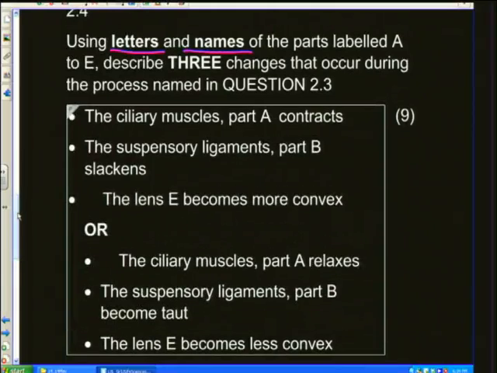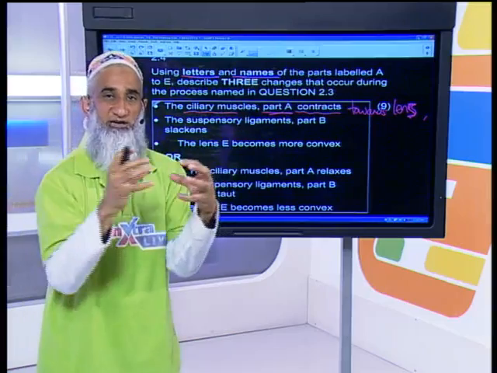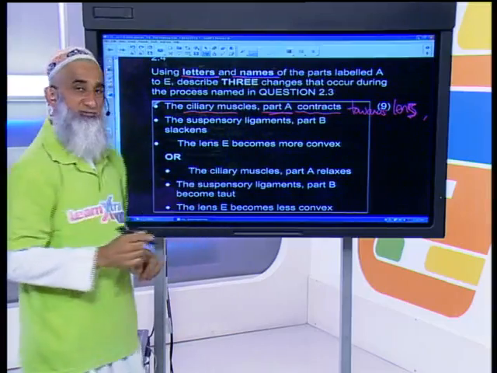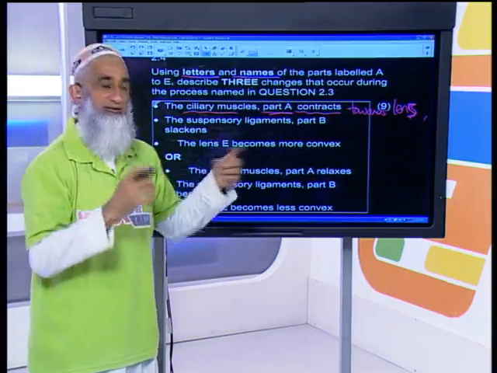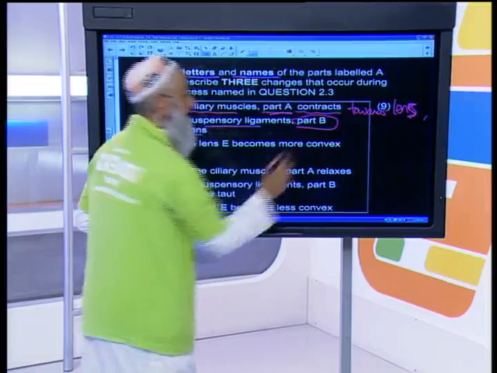First of all, we're saying the ciliary muscles, part A, contract. And I would like to say here, contract towards the lens. This will make sense to you. What happens because of that? There's no pressure on the suspensory ligaments, so they become slack. Suspensory ligaments, part B, become slack.